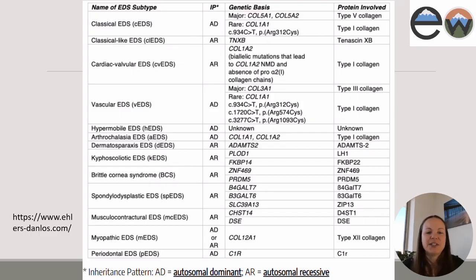And this just shows, this is from the EDS Society. And this is what we know right now with the genetics, right? So you can see there's a bunch of collagens in there. That's what COL5A1, collagen type 5, COL1A1, we have COL12, COL3 is vascular. So there are different types of collagens that have been identified as contributing to the presentation of these connective tissue disorders.